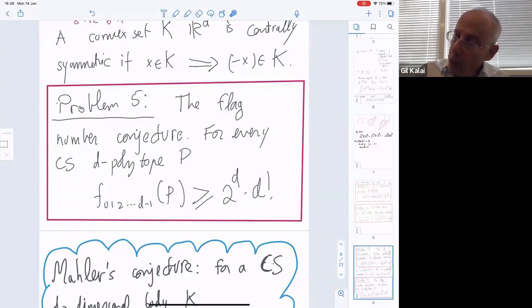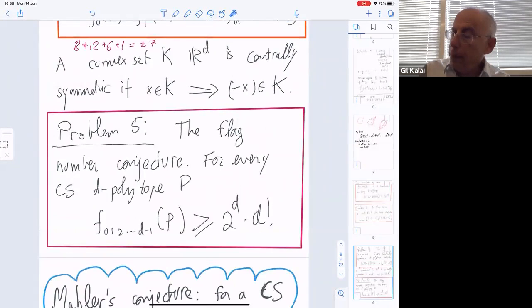And again, we see this number in the cube. The cube has 2 to the d vertices. And when you fix the vertex and you look at chains going from this vertex, the faces containing the vertex are in one-to-one correspondence to the faces of a (d-1)-dimensional simplex, and the number of such flags is d factorial.